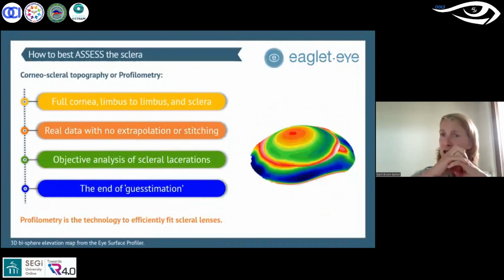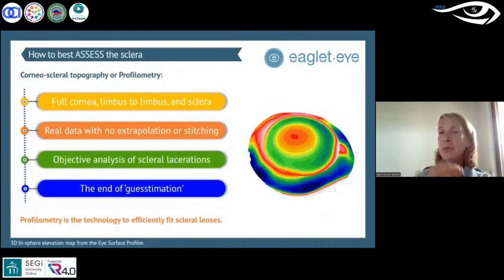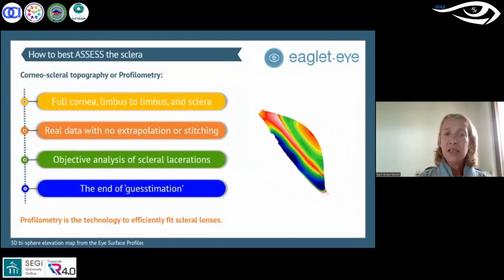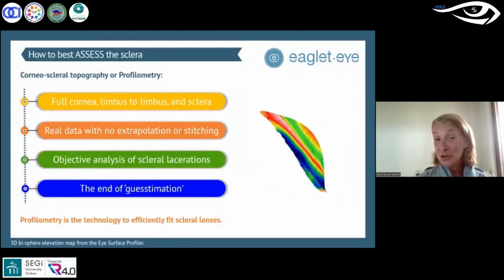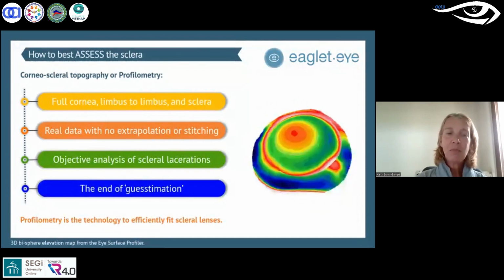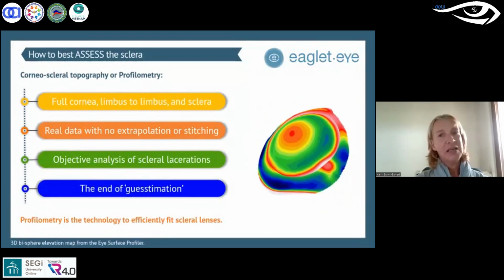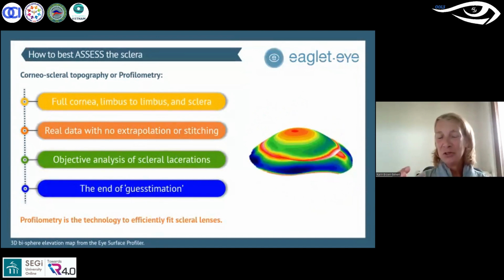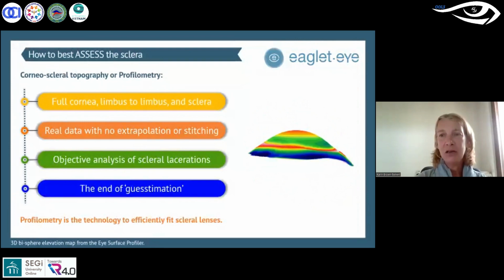So as soon as you start stitching an image, you're going to be guesstimating or you're going to be guessing a little bit again. So objective analysis of the scleral irregularities, as mentioned earlier, something like a pinguecula or pterygium. And it is the end of guesstimation. So getting good scans just means that you can take the guesswork out of scleral lens fitting. So it's technology to efficiently fit scleral lenses.